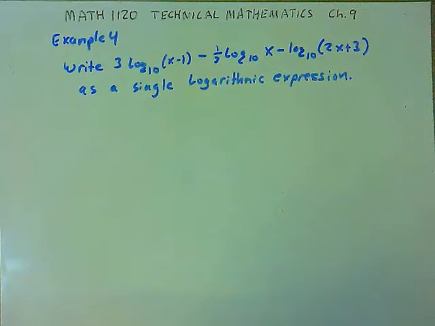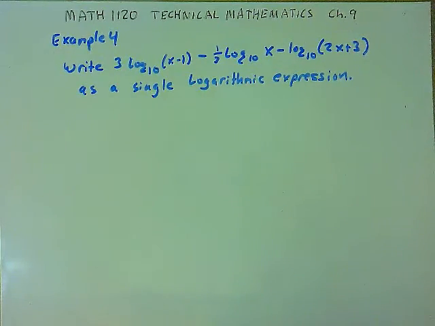This is example 4. It says write 3 log base 10 of x minus 1, minus 1/3 log base 10 of x, minus log base 10 of 2x plus 3, as a single logarithmic expression. And so again, they want me to do the same thing. They want me to write this as a single log of some argument.